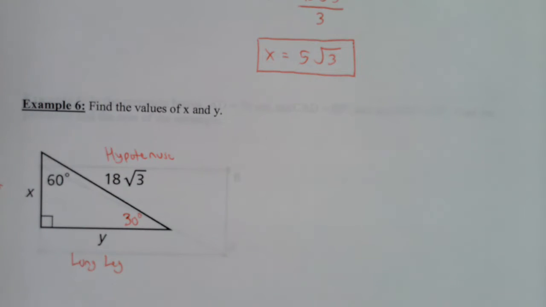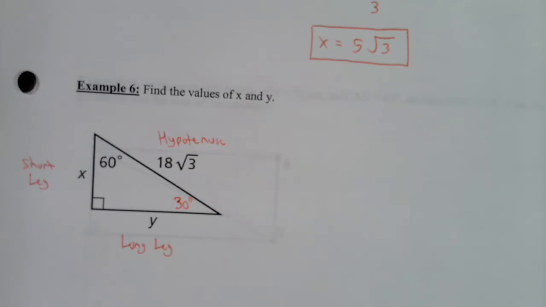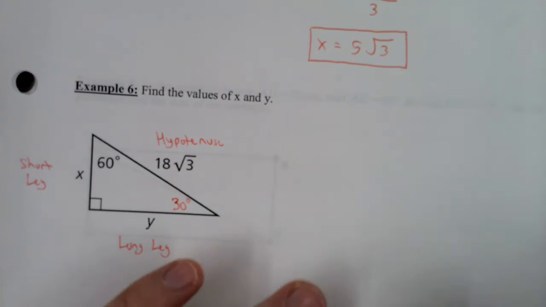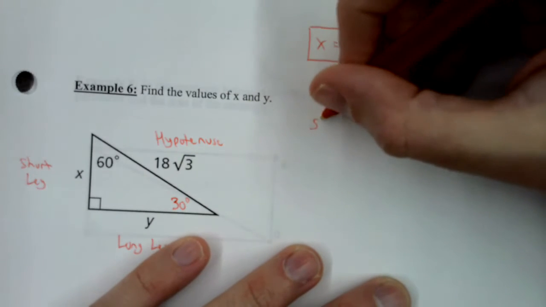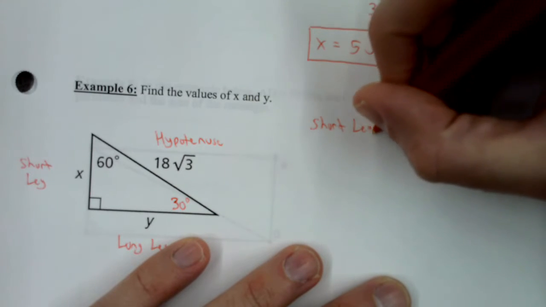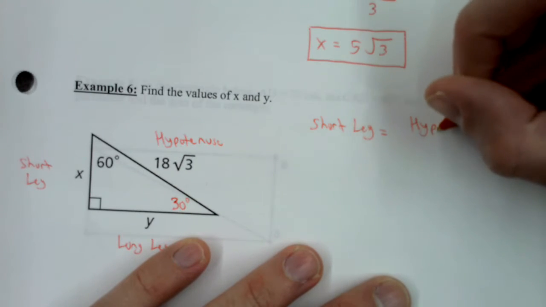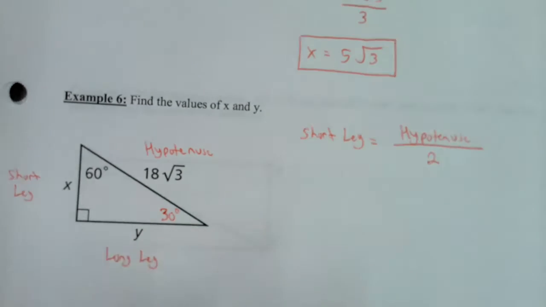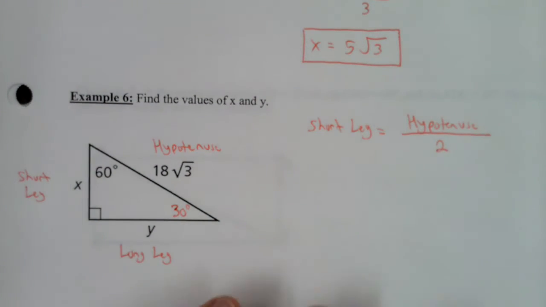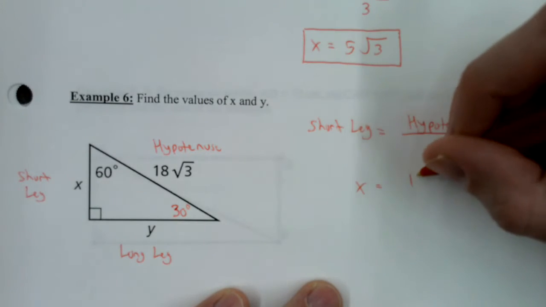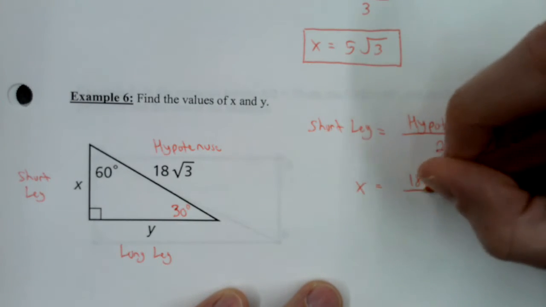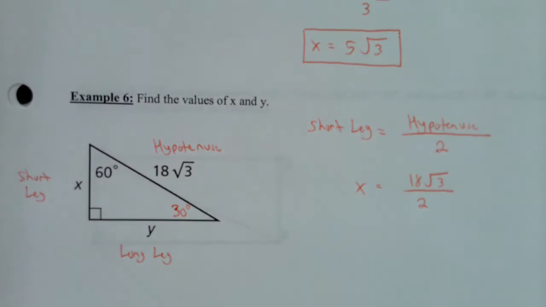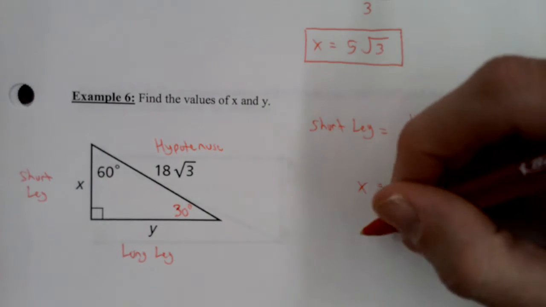So let's think back to the page right before this. We are going to solve for the short leg x. I will use this formula from the page right before this. Short leg equals hypotenuse divided by 2. So x equals 18 square root of 3 divided by 2, which is simply 9 square root of 3.